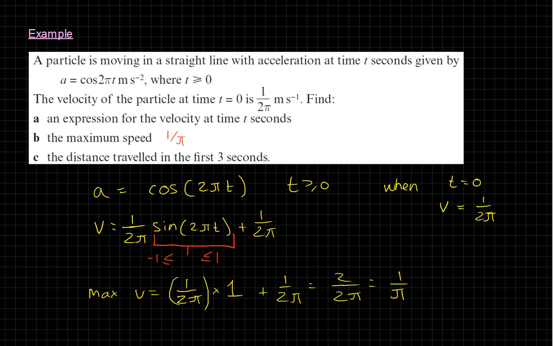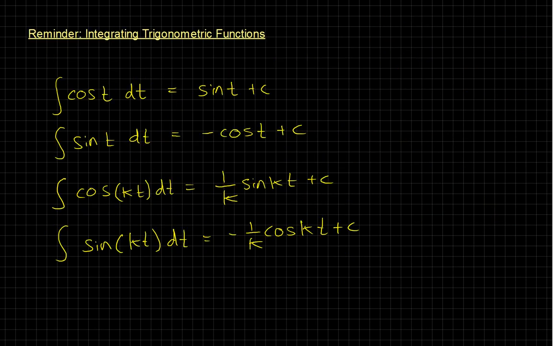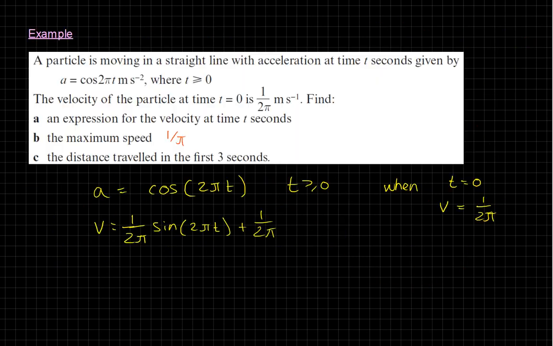Okay, and then the final question is the distance travelled in the first 3 seconds. So in order to do that, let's look back at our little set of equations. We're looking for the distance travelled in a certain amount of time. So look at this one. This is what we're going to use. S is distance, remember, or displacement. If I can integrate the velocity for the duration of those 3 seconds, that will give me the displacement. Let's take this thing then. S equals integral of v.